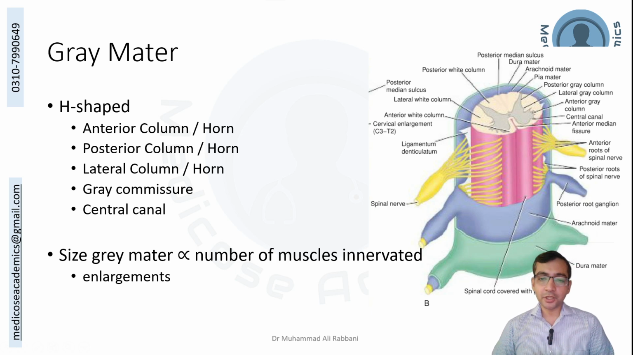For each part, you should keep in mind that the relative size of the gray matter is directly proportional to the number of cells that are present in them, and the number of cells present is proportional to the number of muscles being innervated by that segment. So you will see cervical and lumbar enlargements because at these areas a large number of muscles are being supplied for the upper and lower limb respectively.